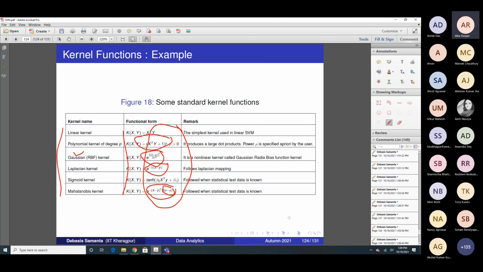And as you know, for binary class classification you can use the OVO or OVA strategy. Similarly, nonlinear SVM you can apply to classify your data, whether they are multi-class data or simply binary class data. So this is the concept of linear SVM as well as nonlinear SVM that I wanted to discuss with you.